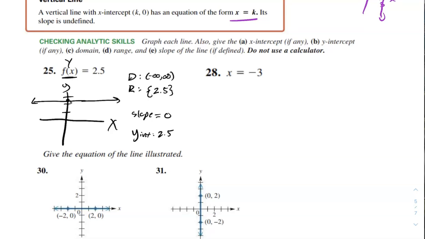So that's the y-intercept. There's no x-intercept because you don't cross this at all. Next one, x equals negative 3. So let's draw that. Here's my x, here's my y. All we're going to do is go to negative 3 on our x, right here, and then follow the tally mark.